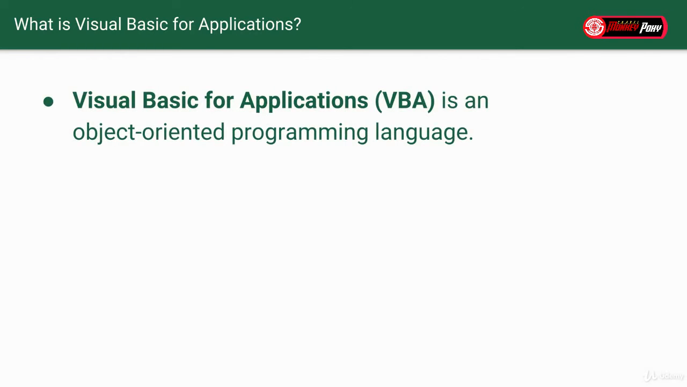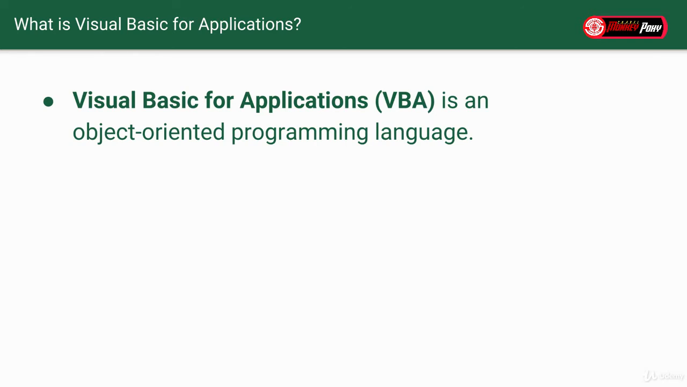Visual Basic for Applications, also known by the popular acronym VBA, is an object-oriented programming language. Now, if you're unfamiliar with programming, if you've never written a line of code before, if the term object-oriented is unfamiliar to you, that's totally fine. This course is designed for complete beginners. All you need is a little bit of basic Excel knowledge.